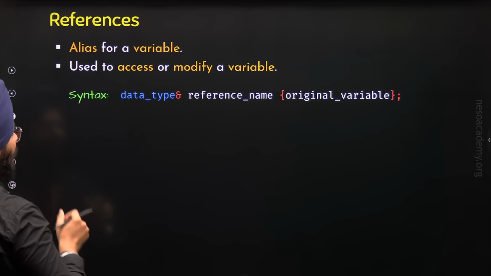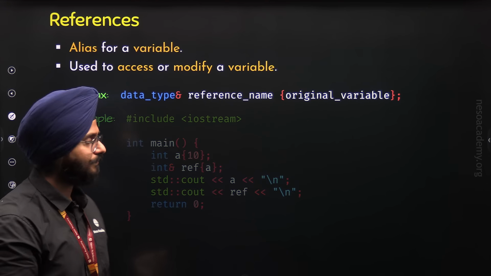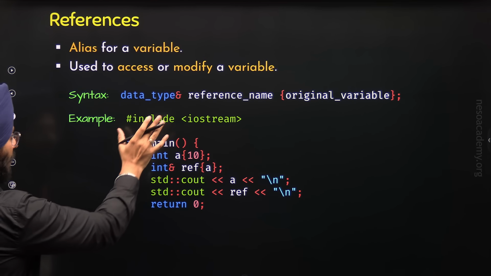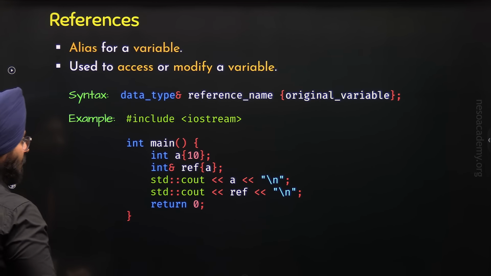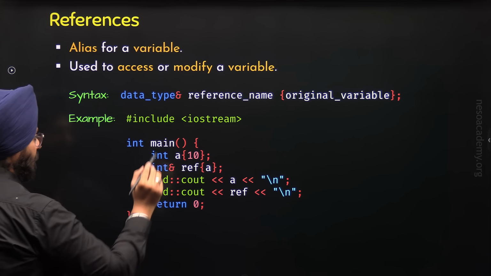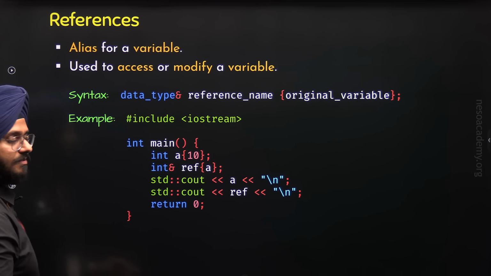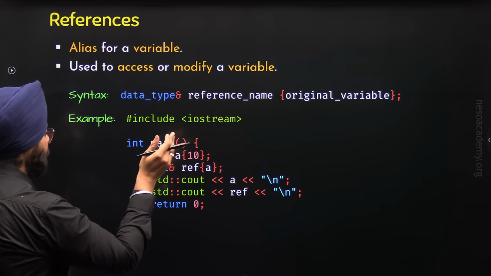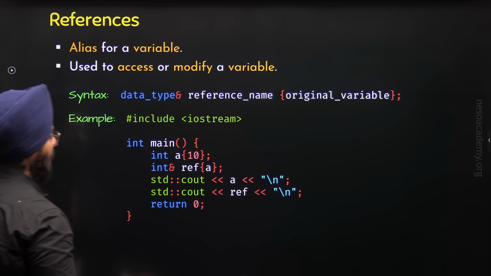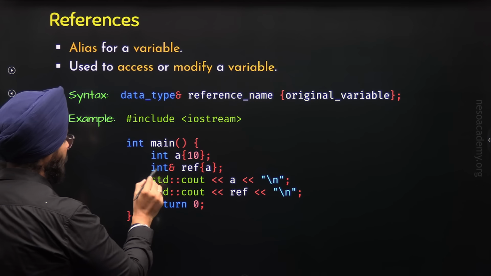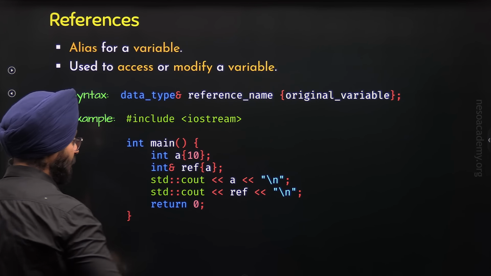Now let's understand how to use a reference in C++ with the help of a C++ program. Here is the C++ program I have written for you. I have included the iostream header file, and inside this main function, I have defined variable a of type integer with value 10. After this, I have defined this reference. Now, why am I calling this a reference? Because this reference is following the syntax. Here, I have specified the data type, which is the data type of this variable a, because for this variable, I want to create a reference.